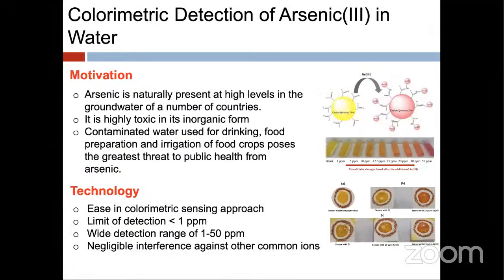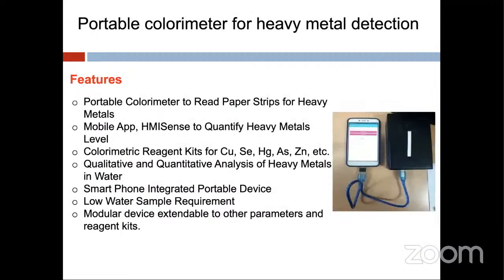Then, as I told earlier, there was this electronic device, and these are the colorimetric devices for arsenic. This is the reader which can read the paper strips that generate some color in the presence of these heavy metals, and this device can read that color.